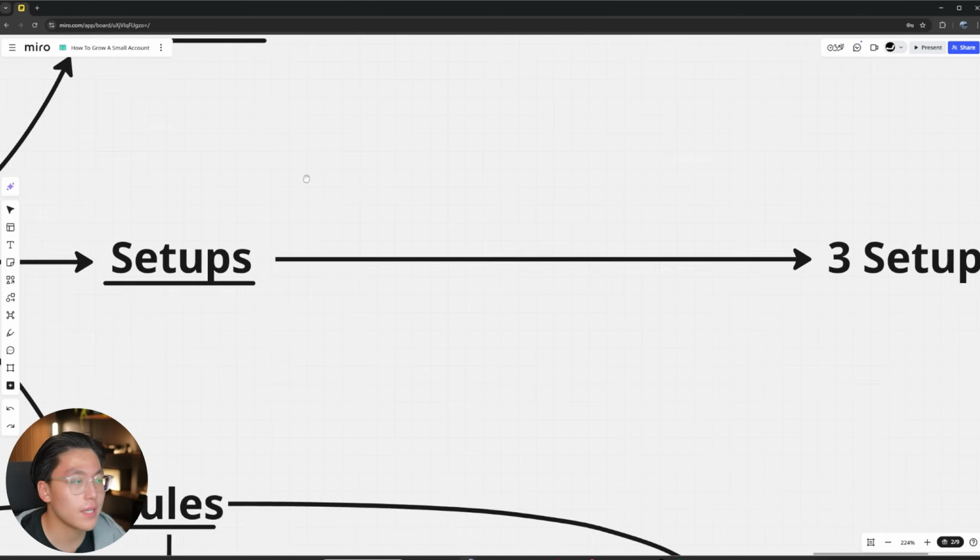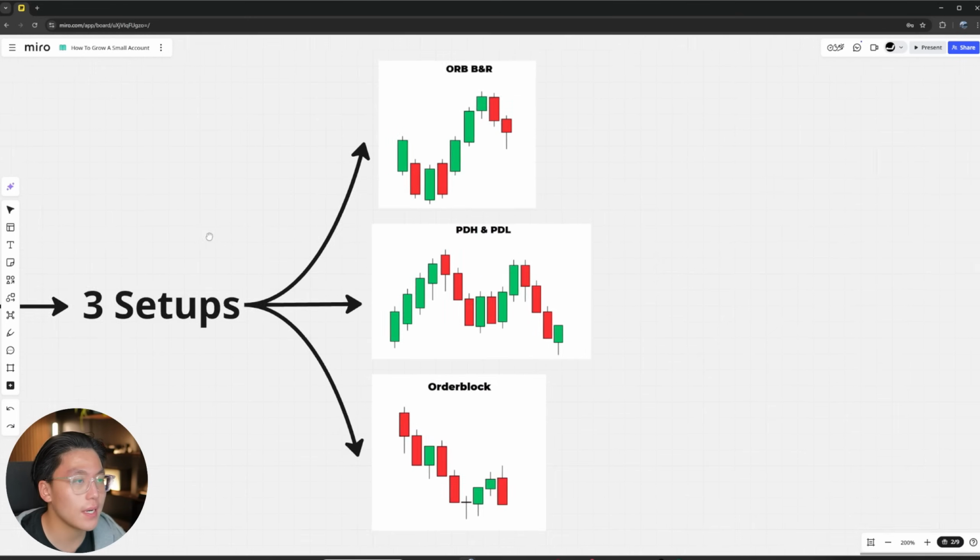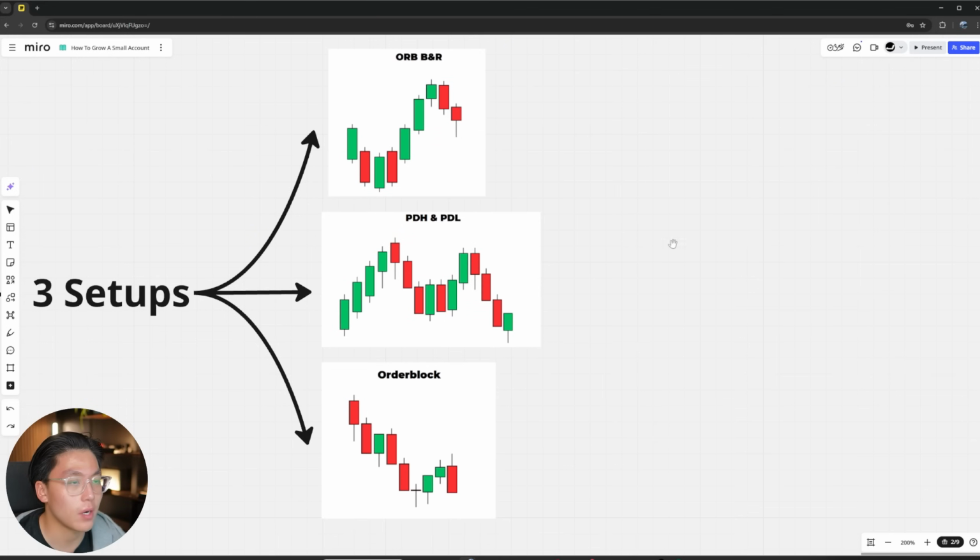So now we're on the setups. 3 setups that I look for when trading the markets. Number 1, what I have is the opening range break and retest. This is one of my personal favorites. We've talked about the 1-minute opening range, the 5-minute, the 15-minute. A lot of people ask me, what opening range should I use? Why do you have so many opening ranges?